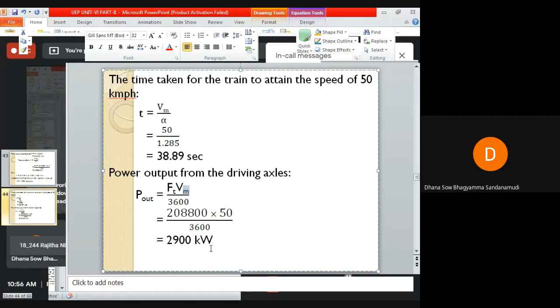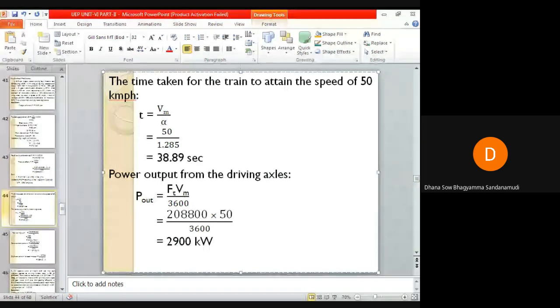So we have calculated the time taken to attain the speed of 50 kilometers per hour. But our problem is not completed, because they have asked us to find the current during the notching period. To determine the current during the notching period, let us initially determine the power output. We know this formula: E out equals Ft into Vm by 3600. Substitute Ft and Vm here and simplify it, you will get 2900 kilowatts. You try to solve on your own. As soon as you complete, inform me.